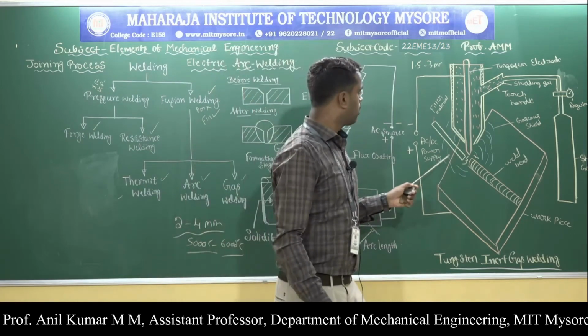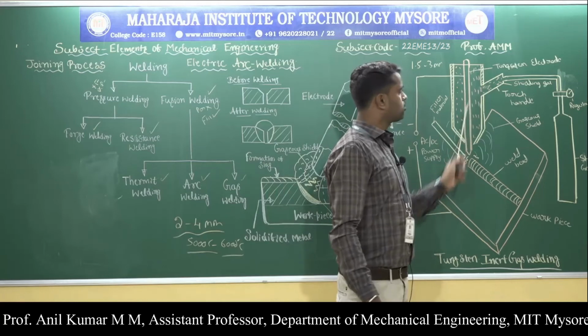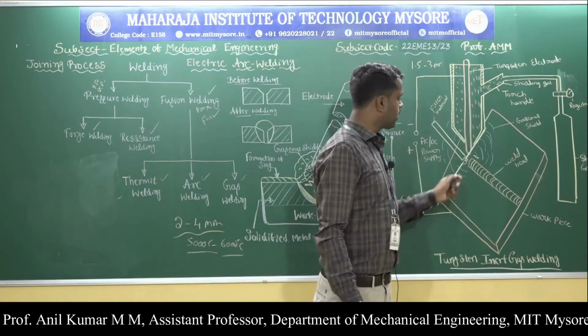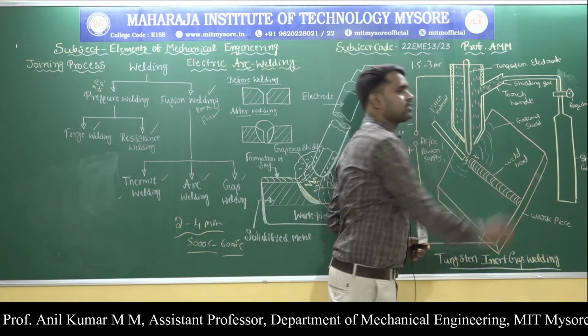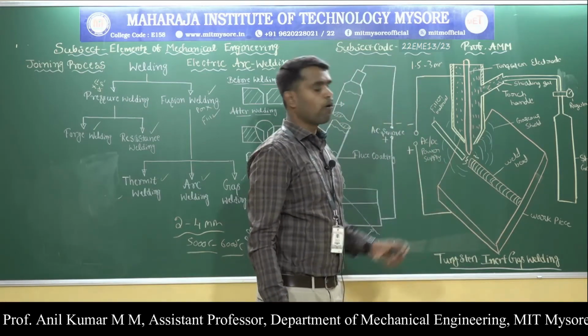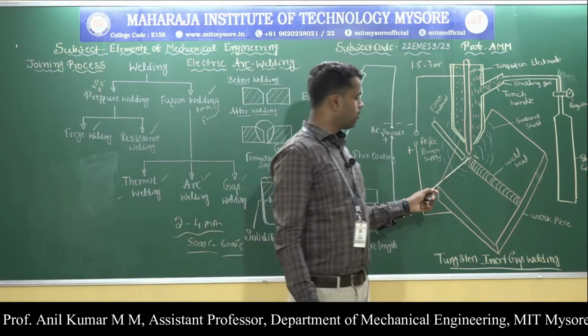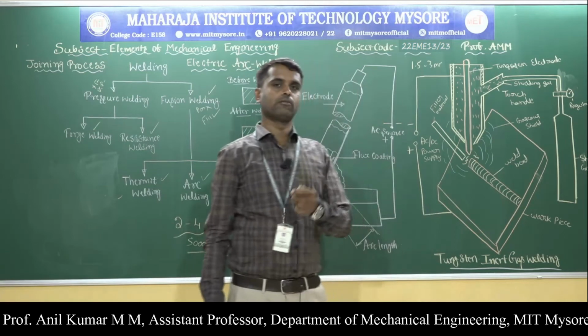At the same time, you have to supply the inert gases to the welding area. These inert gases form the gaseous shield and protect the molten metal from the atmosphere. Otherwise this molten metal will absorb oxygen from the atmosphere and form oxides.